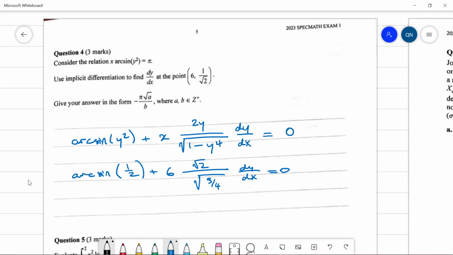Question is, what on earth is arcsine of a half? That's just the angle whose sine equals a half, which I'm pretty sure is pi on 6.